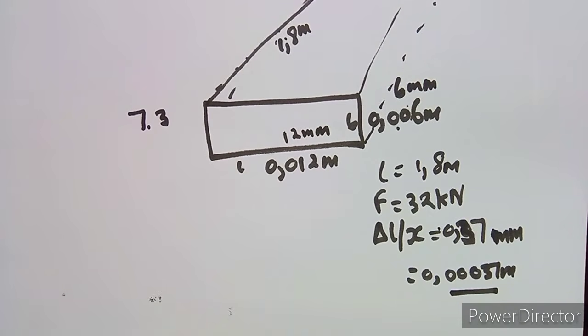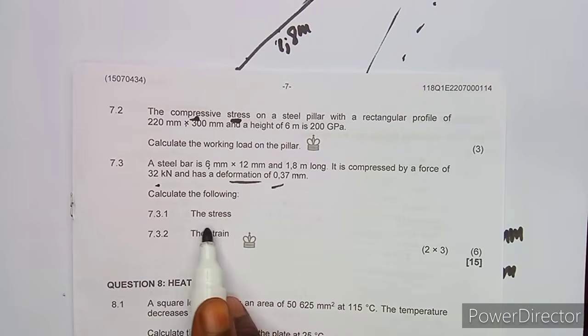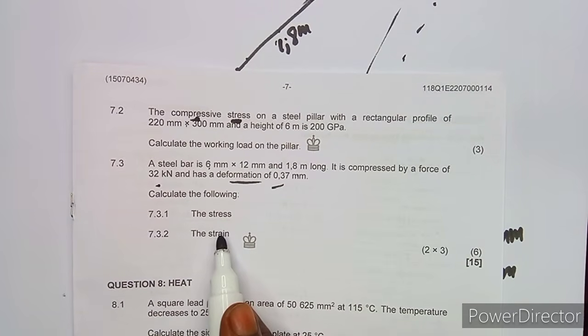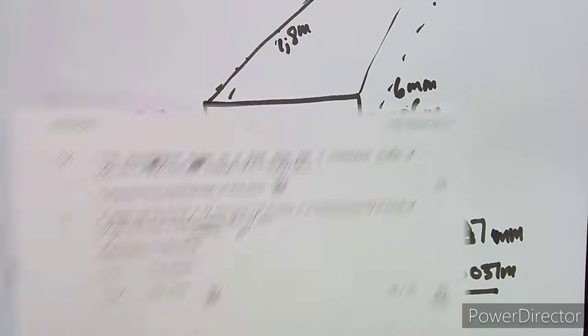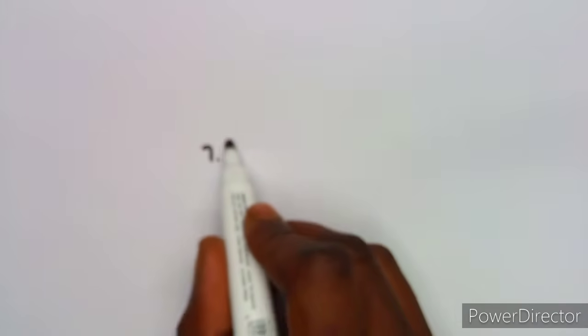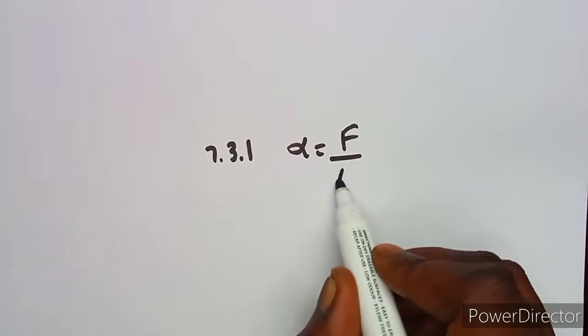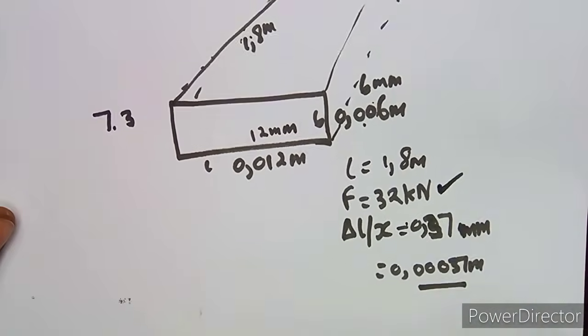Then the first question is calculate the stress. So we just need to know the formula for stress. As we saw from all these formulas, we're working with stress, and stress is equivalent to force over area. So this is 7.3.1, where we said stress is the force over the equivalent area. So we've got the force here. What we need is the area.